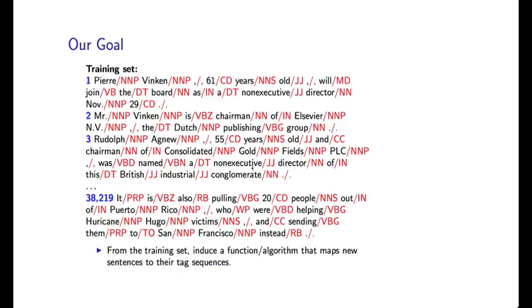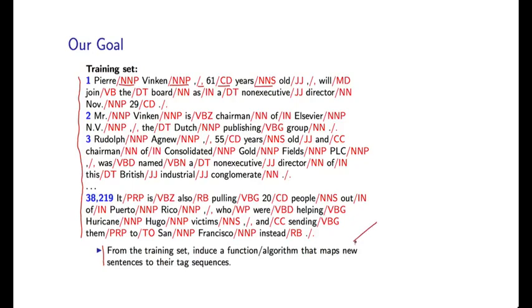So as before, we're going to treat this problem as a machine learning problem, and so our goal is the following. We have some training set which consists of perhaps a quite large quantity of example sentences where each sentence has the underlying tags marked, like this. And from this training set, we need to induce a function or an algorithm that maps new sentences to their underlying tag sequences.